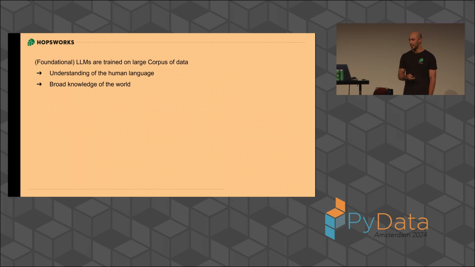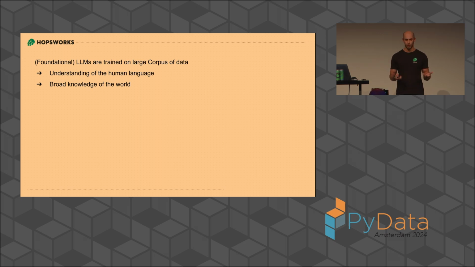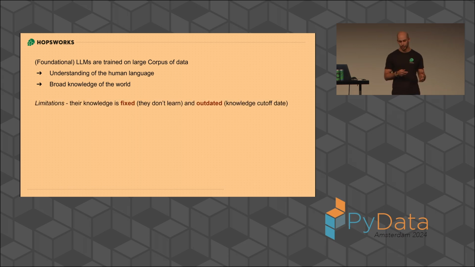So we all know that LLMs are trained on a large corpus of data. So basically, they have this understanding of human language, and they have a broad knowledge of the world. But it brings some limitations. The knowledge is fixed, and therefore it is outdated because it will not evolve over time. So this is called the cutoff date. It's basically the date up to which they have knowledge about the world.